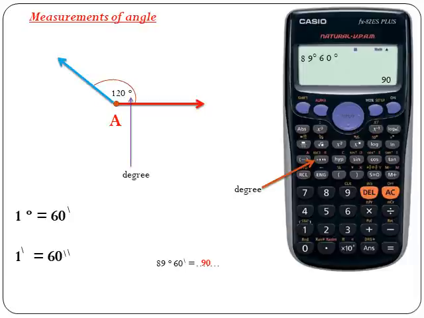Okay, so mister, if I give you the measure of an angle in degrees, don't be afraid about minutes and seconds. You can convert it, you can write it in the calculator to give the result. Okay, so mister, let's take examples. Okay, what about the next?